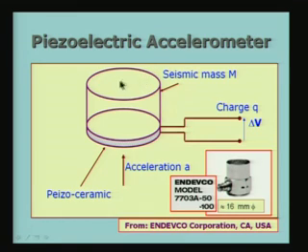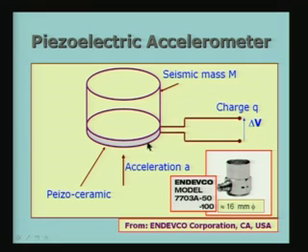It consists of a seismic mass which is attached to a piezoceramic material, usually quartz, a small thin layer of quartz material. If the quartz material is subjected to an acceleration, it develops a charge across the terminals. A terminal is at the top, another terminal at the bottom. You subject this piezoceramic material to a compression or a stress due to acceleration A, it will immediately give you a charge, and this charge will appear as a voltage.